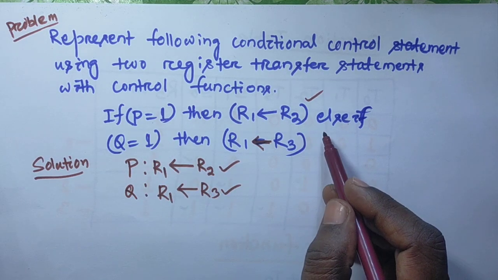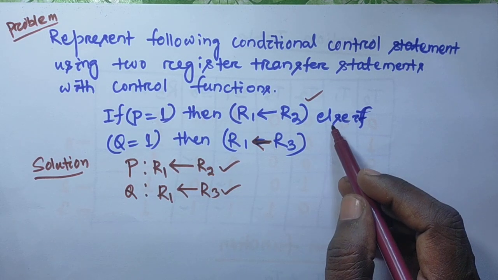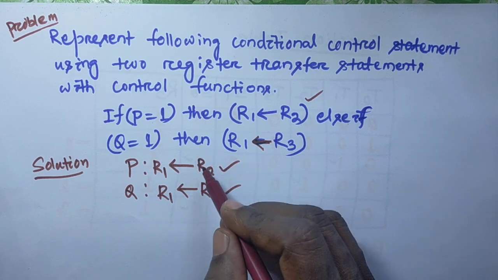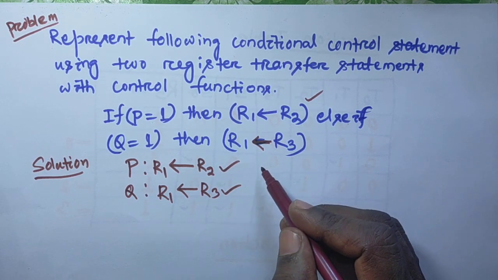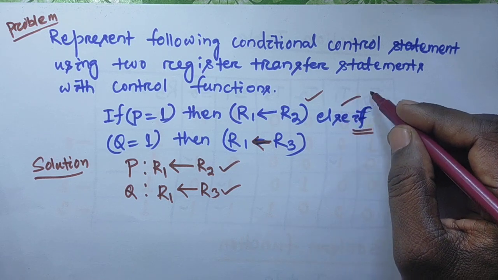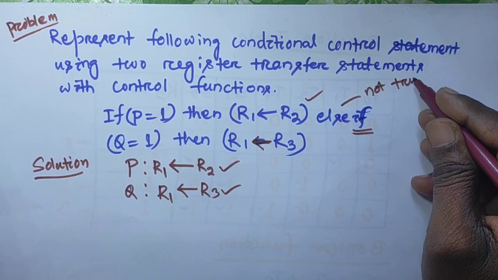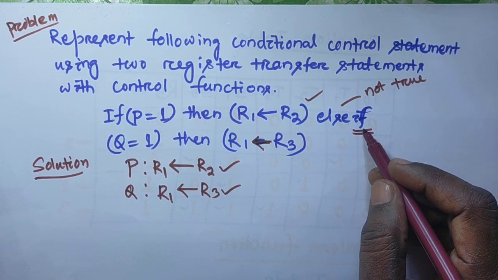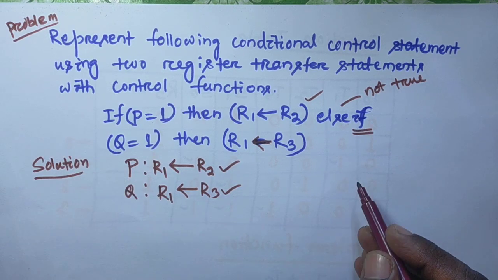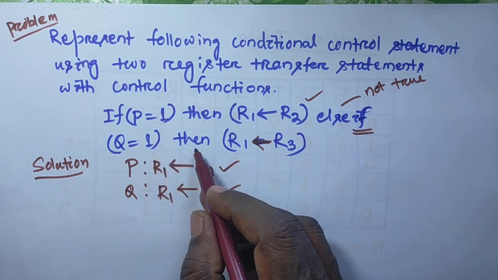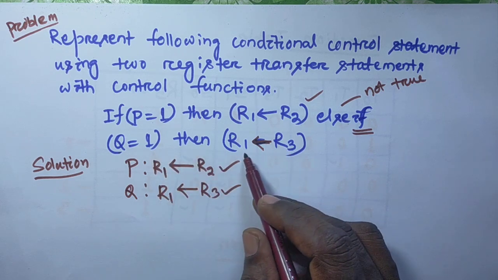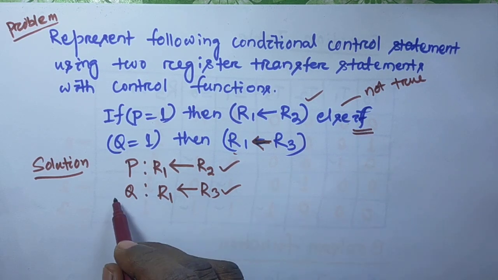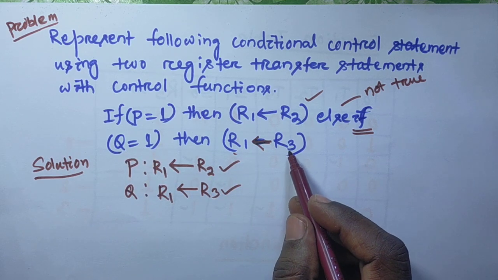Okay, another condition, in a very simple way. You see, else if is something different. Else if is another condition. If this is true, it's okay. Else means not true. In that case, another condition also starts here. Else if, or here you can also write else if, no problem. Then q is equal to 1, then the content of R3 transfers to R1. This is correct: else if means if q is true, then the content of R3 transfers to R1.